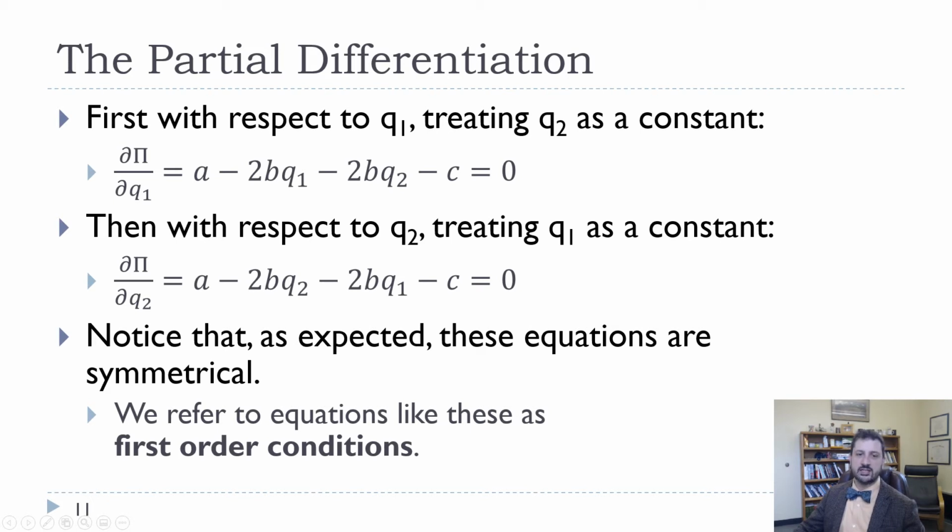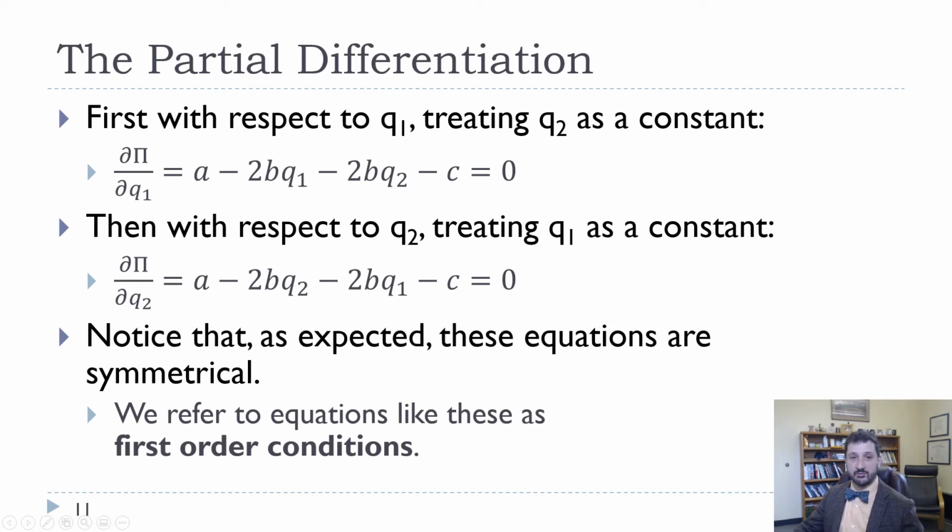When we get equations like these, we call these our first order conditions. First order because we take the first derivative as opposed to the second derivative, which would give us, of course, our second order conditions. We're not going to worry about that. But we have two equations: A minus 2BQ1 minus 2BQ2 minus C equals 0, and A minus 2BQ2 minus 2BQ1 minus C equals 0. And with those two equations and two unknowns, Q1 and Q2, we can solve for Q1 and Q2.